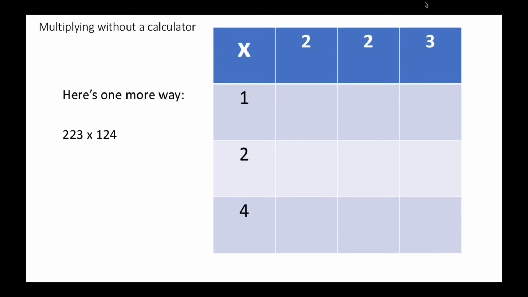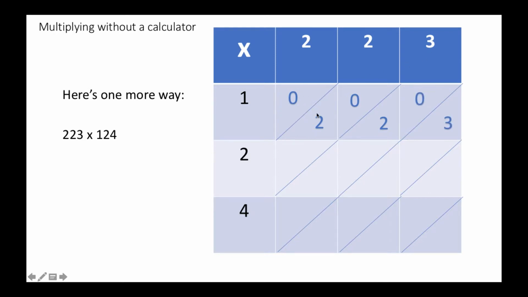So we are going to put in our diagonal lines, and we are going to begin to multiply. So we're going to do 1 times 2, and that's 2. So again, we put 0, 2. 1 times 2 is 2, and 1 times 3 is 3. So don't forget, this is our tens, this is our units. 0, 2. Okay. Then if we go down to this one, 2 times 2 is 4. Again, 2 times 2 is 4, and 2 times 3 is 6.